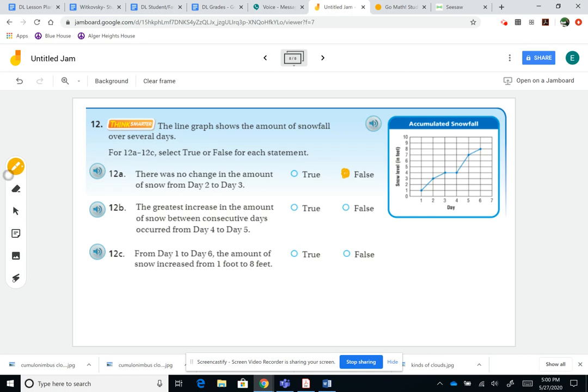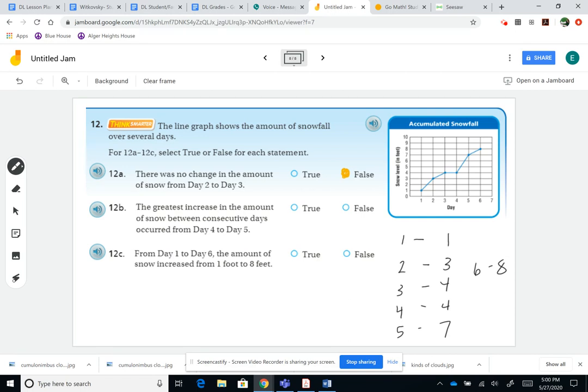On day 1, let me switch to black. On day 1, there was 1 inch. On day 2, there were 3 inches. On day 3, if I could write a 3, on day 3, there were 4 inches. On day 4, there were also 4 inches. On day 5, there were 7 inches. And on day 6, even more, there were 8 inches.